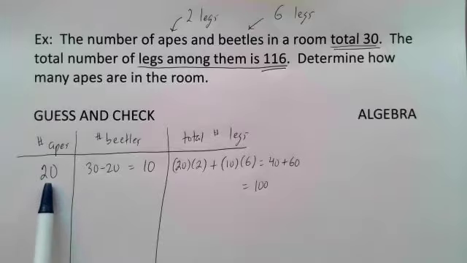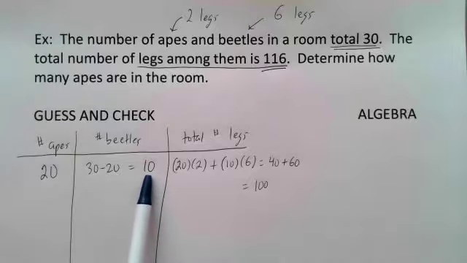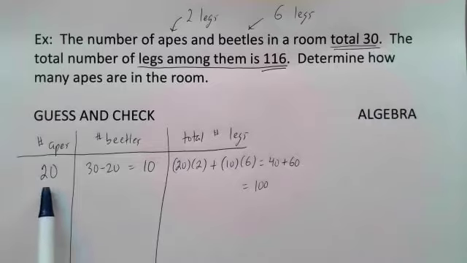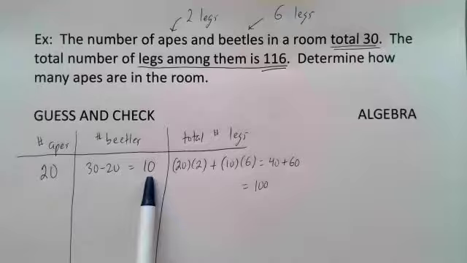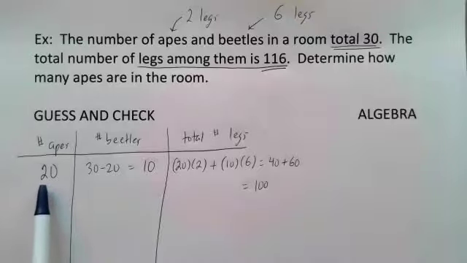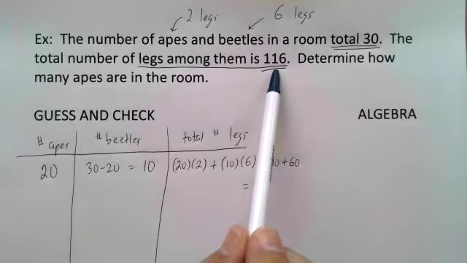If I increase the number of apes, this is actually going to have to go down because they have to add up to 30. If I put like 25 apes, now I only got like 5 beetles, right? They have to add up to 30. And think about that. The beetles are the ones with a lot of legs. If I want more legs, I actually need more beetles in the room, not more apes in the room. I actually need less apes and more beetles to make my legs get bigger.